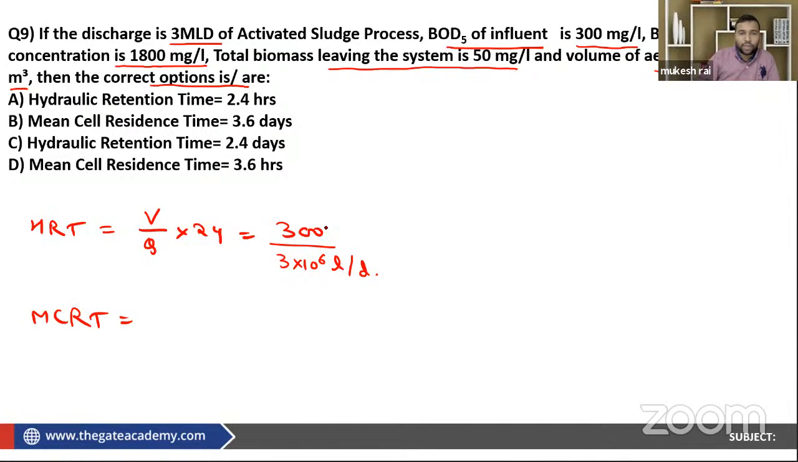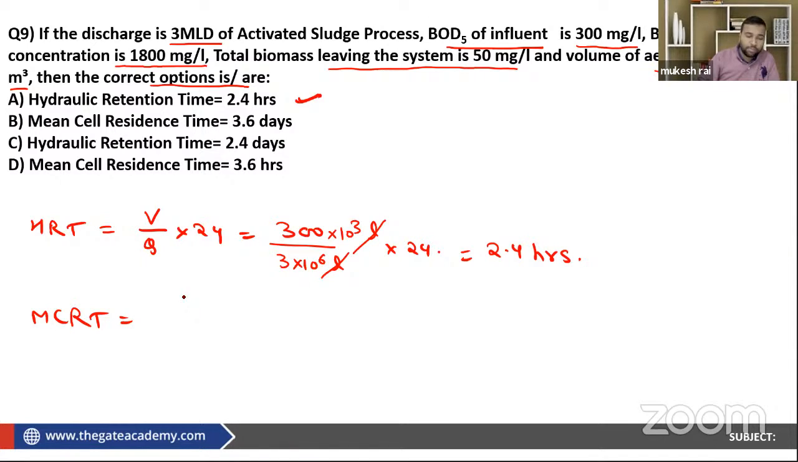Now we have to convert either this meter cube in terms of liter or this liter in terms of meter cube. We will convert this meter cube in terms of liter, and for the conversion of this day into hour, we have this 24. So liter to liter cancel out, and we will have the answer in terms of hour, which will be equals to 2.4 hours. That is option A is correct here.